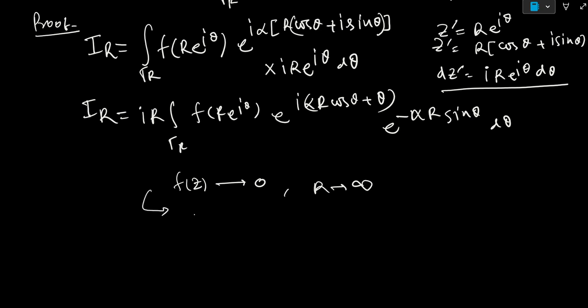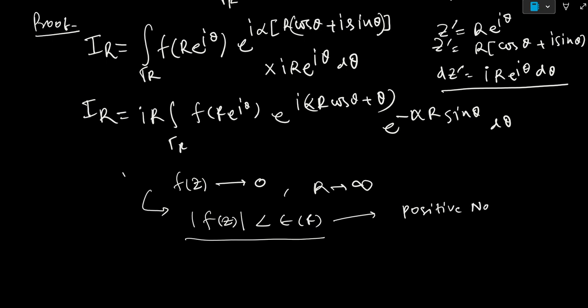To express it mathematically, we say that the mod value of f(z) is less than ε(R). We are choosing some ε(R). ε(R) is a positive number. And the thing is that when R tends to infinity, this ε(R) will also tend to 0.